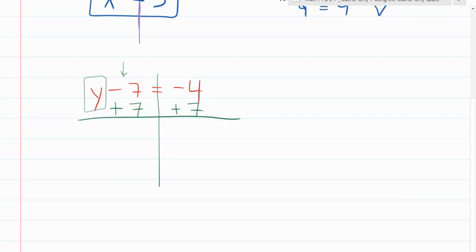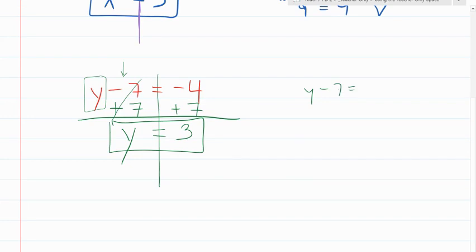When we do that, on the left side, we're just left with a y, because these cancel each other out. And y is equal to negative 4 plus 7, which is a positive 3. So y equals 3 would be my solution.